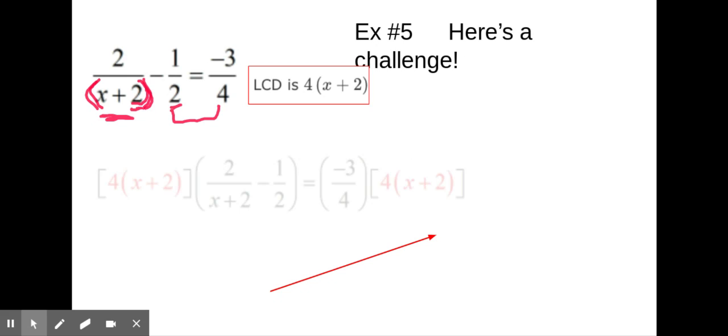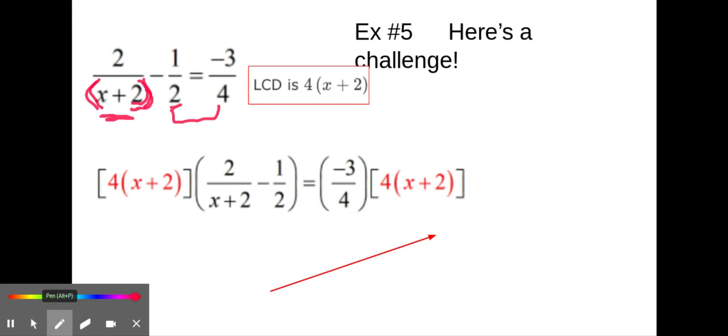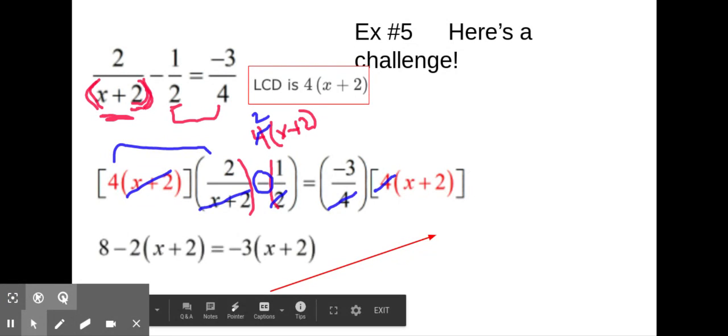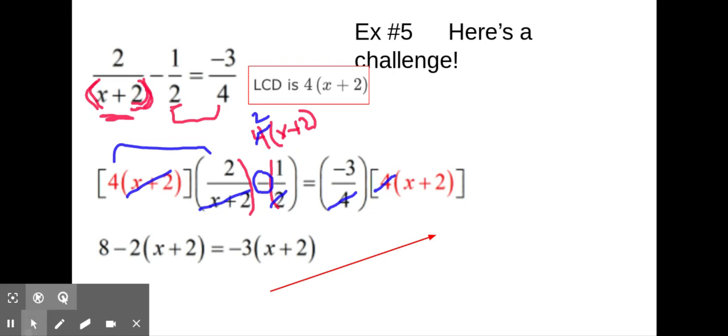And again, they're separate. So when I multiply through by 4 times x plus 2, I'm going to write an extra one of these for this middle term, 4 times x plus 2. And when I cancel, this x plus 2 cancels out as an entire package. The whole thing goes. So I'm left with 4 times 2. 2 goes into 4 twice. And I'm just going to circle this negative here to make sure I remember it. And this 4 divides with the 4. So what I have left when I multiply everything together is 4 times 2, which is 8, minus 2 times x plus 2 equals negative 3 times x plus 2.